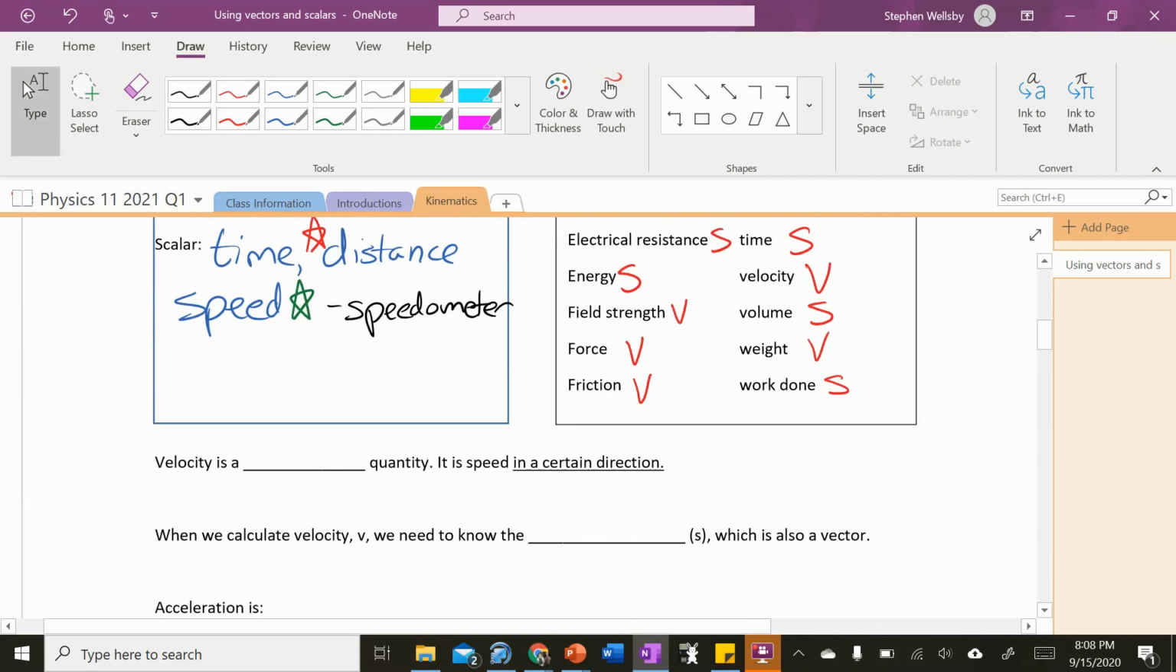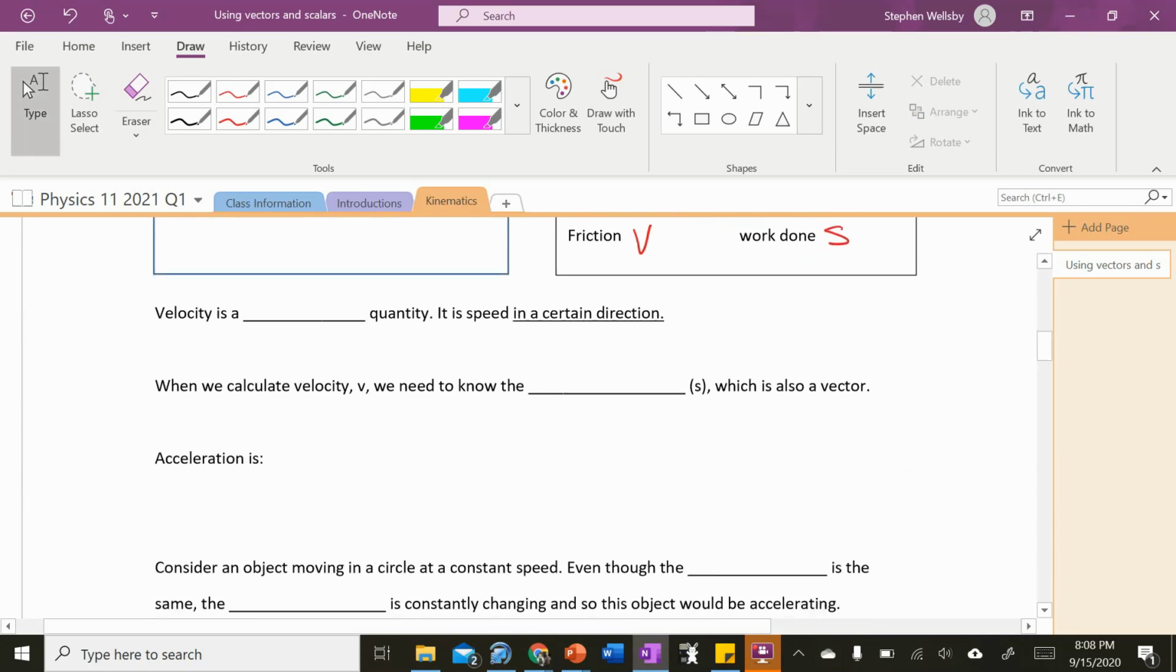See how you did. Hopefully you got most of those right. Now, as I've already mentioned, velocity is a vector quantity. It has speed in a certain direction. So when we calculate velocity, we need to know what the displacement is. The displacement is symbolized by the symbol S, and this is also a vector. S is the one we normally use. Some people will write it as D as well.